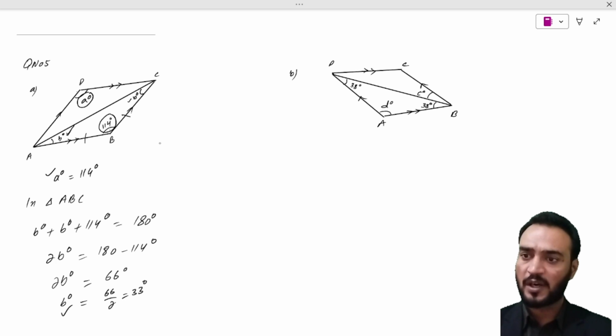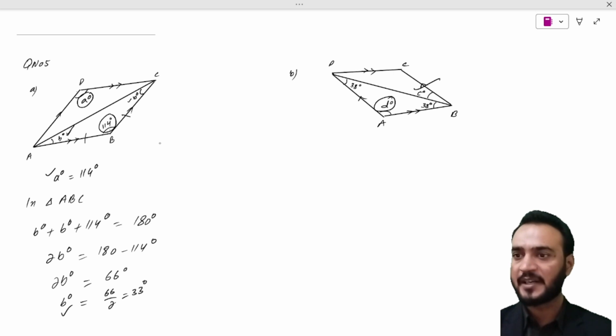Now let us move toward part B of question number 5. Here we need to find the value of c degree and the value of d degree. The value of d degree we will find later, but as DC is parallel to AB, opposite sides in a rhombus are parallel to each other, and BD acts as a diagonal, c degree can be equal to 38 degrees by the property of alternate angles.